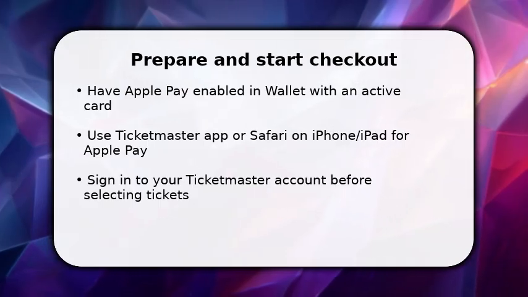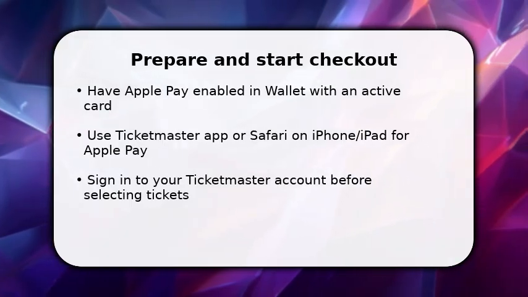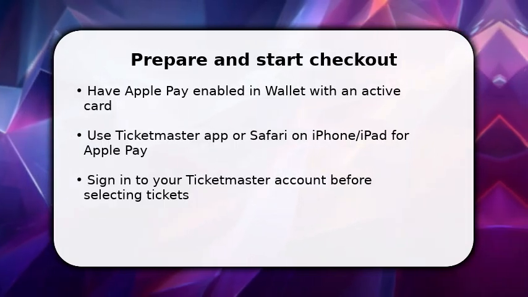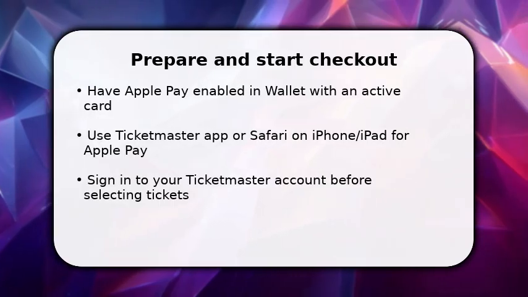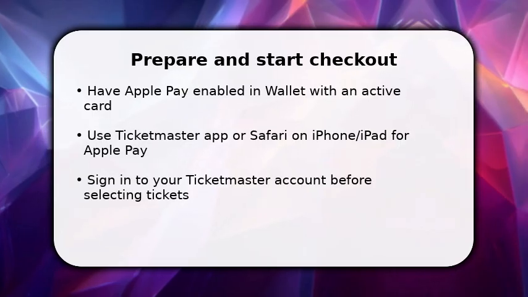You begin by confirming Apple Pay is ready in Wallet and that your preferred card shows as default. Open the Ticketmaster app or Safari and sign into your account so purchasing is streamlined. Once done, search the event and pick your seats. You want to reach the checkout screen where Apple Pay is offered.